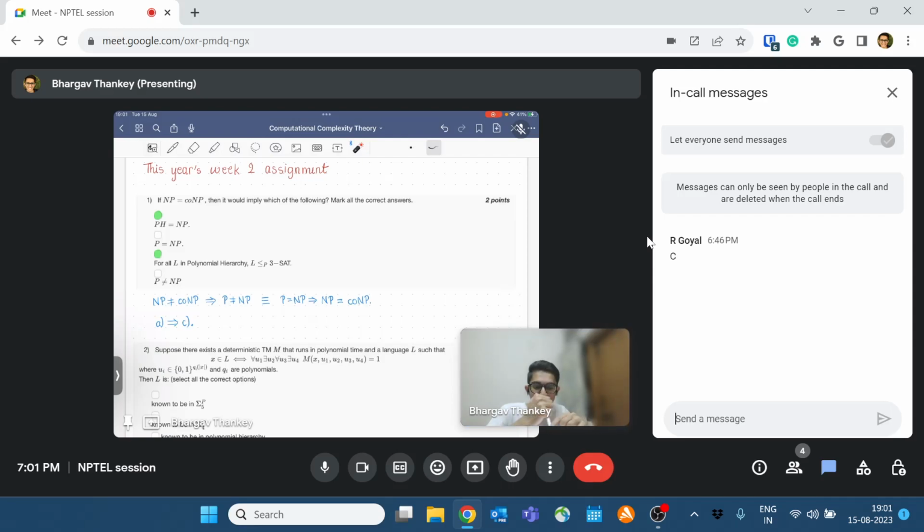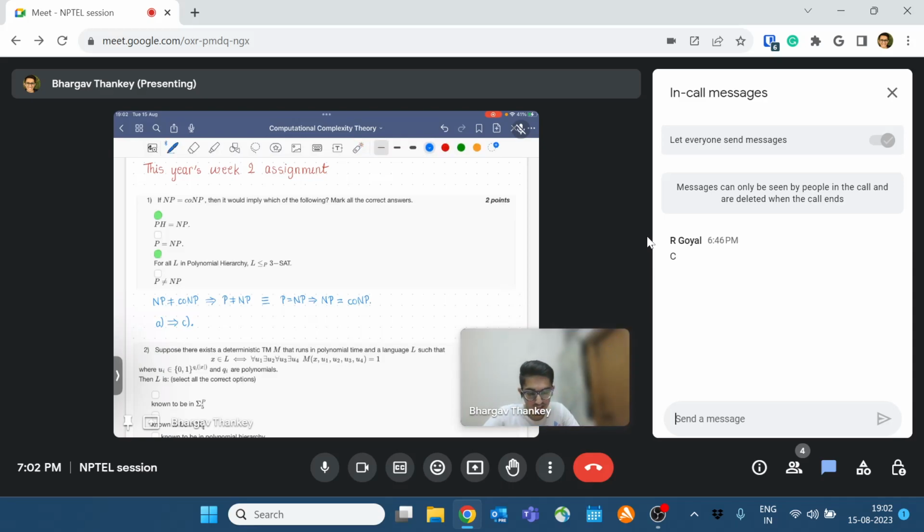It is okay that the first result is the contrapositive of the second one. The second one is well known. But what is the intuition behind this? If NP is not equal to co-NP, what does it mean? If L is an element of NP, then the complement of L is an element of co-NP, and if both are not equal, then there exists at least one L such that L is in NP, but L complement is not in NP.